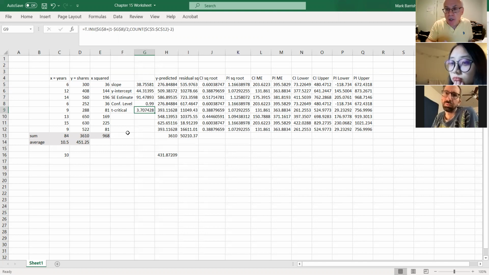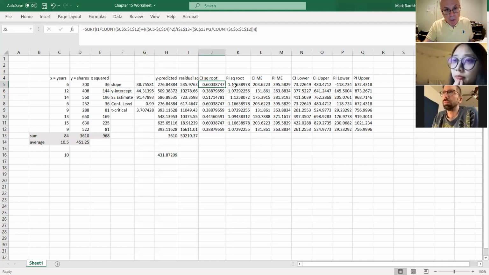Remember, margin of error is critical value times standard error. The critical value is this number here, and it depends on what you put in for the confidence level. This is a 99% confidence interval, 99% prediction interval. And then what is the standard error? It's this number, the standard error of the estimate, times the square root. This is the square root for the confidence interval. This is the square root for the prediction. And that gives us our standard error for each one of those things.